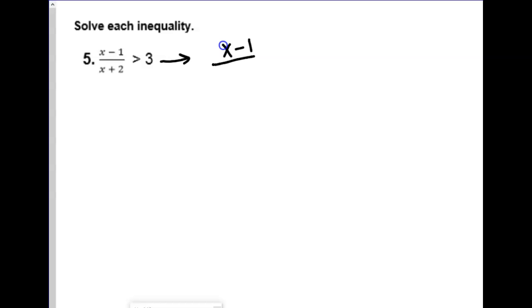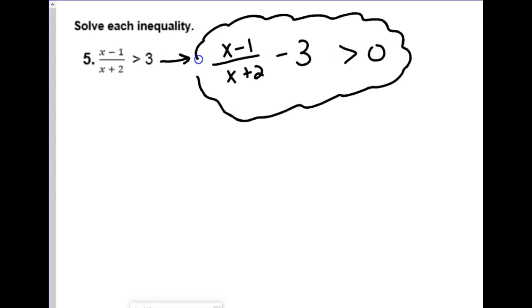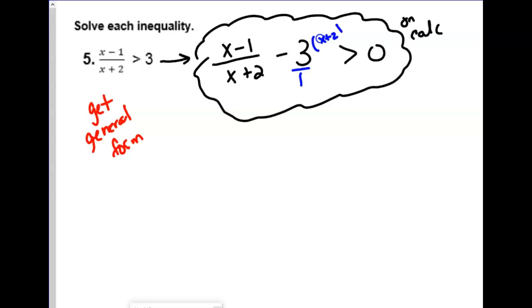So the first thing I would do is move the 3 over by subtracting it. This is the version that you're going to be referring to when you go on your calculator. But that is not the version I'm going to do my algebra with, okay? So now we're going to get our common denominators to get general form. The good news, though, getting common denominators in these questions is usually incredibly simple. So this one has a common denominator of x plus 2. This fraction already has it, and this fraction needs it. So you're just going to multiply this fraction by x plus 2.